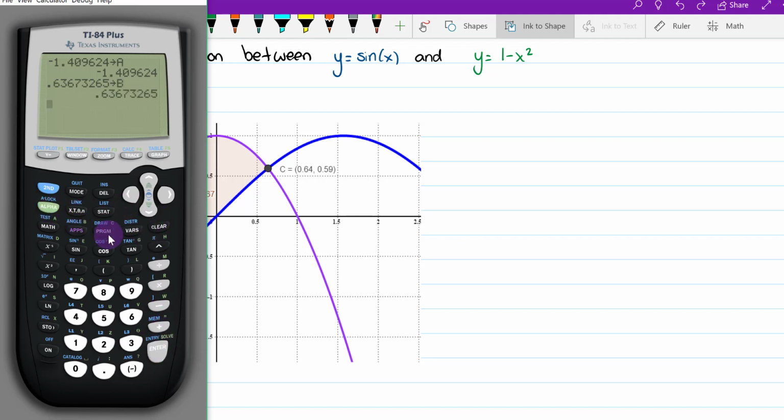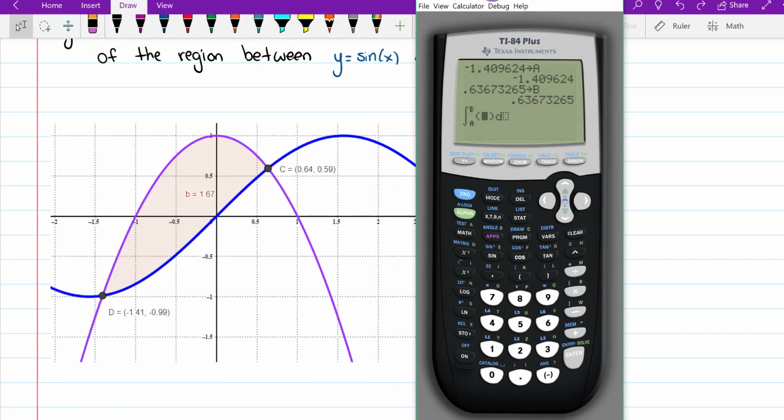And now all we have to do is do the integral. So you hit math 9, A to B. But now remember what we saved them under. We saved sine of x as y1 and 1 minus x squared as y2. But by looking at the graph, our top function is our y2. So we need to do y2 minus y1 dx and hit enter. And we get 1.67, which is the correct answer.